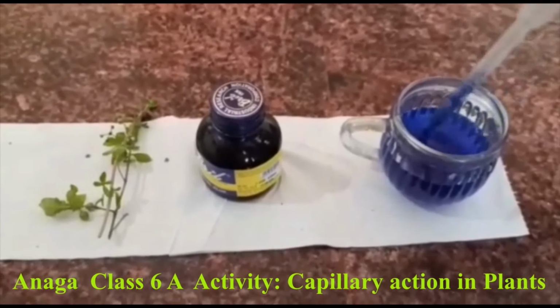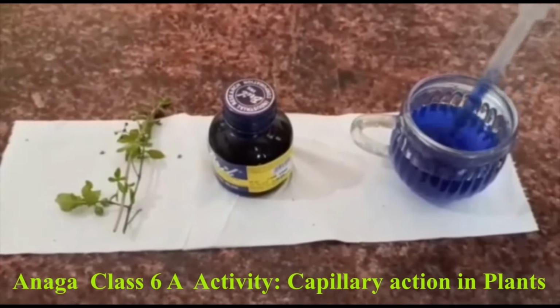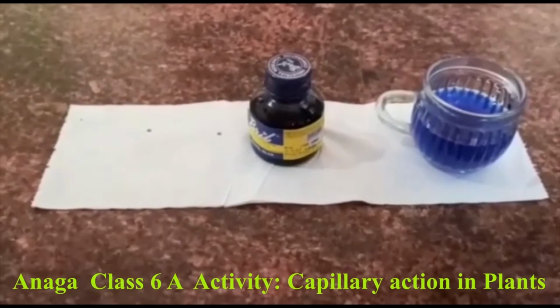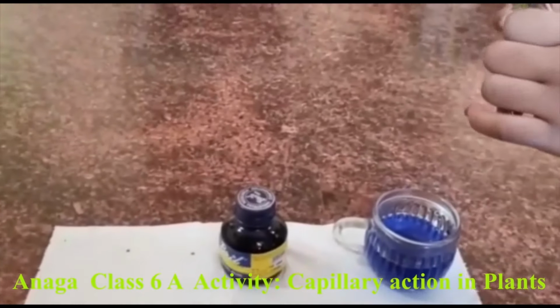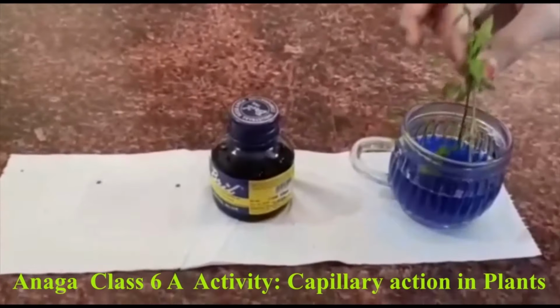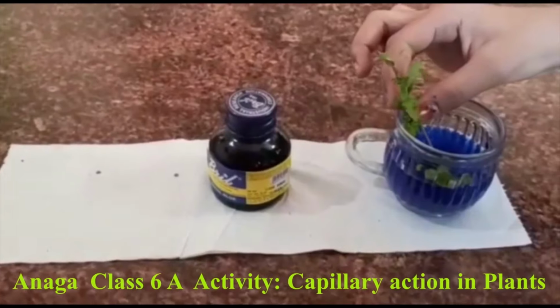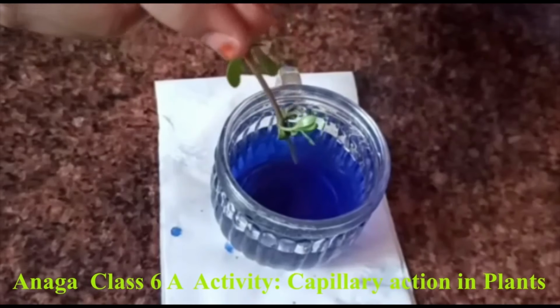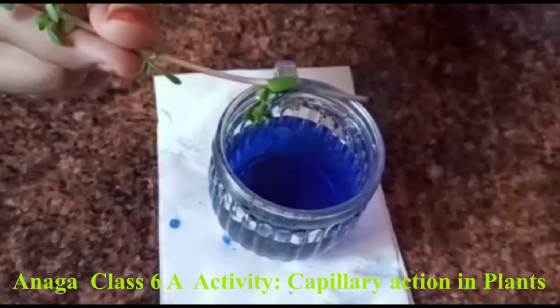Observe the setup. Does the color appear in the stem? You will find that the color rises in the stem. If this is kept for a longer period, the color appears in the veins of leaves also. How do you think the color reaches there?